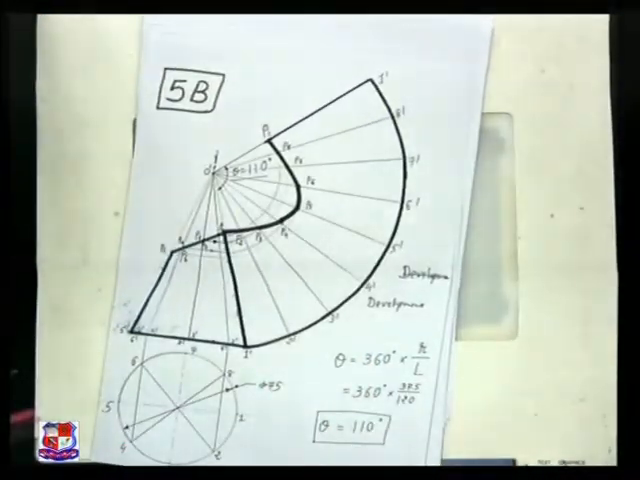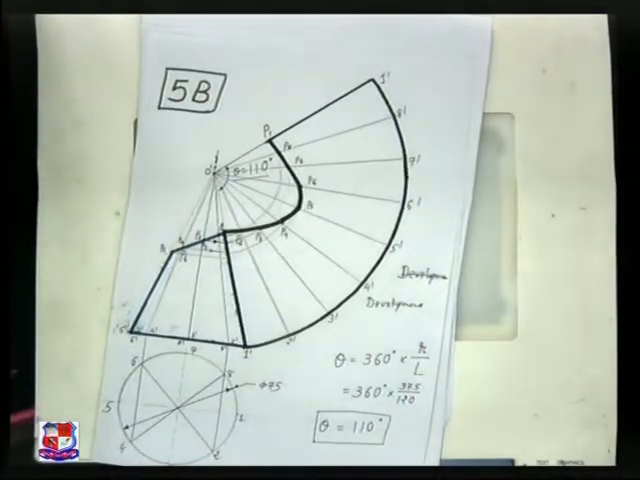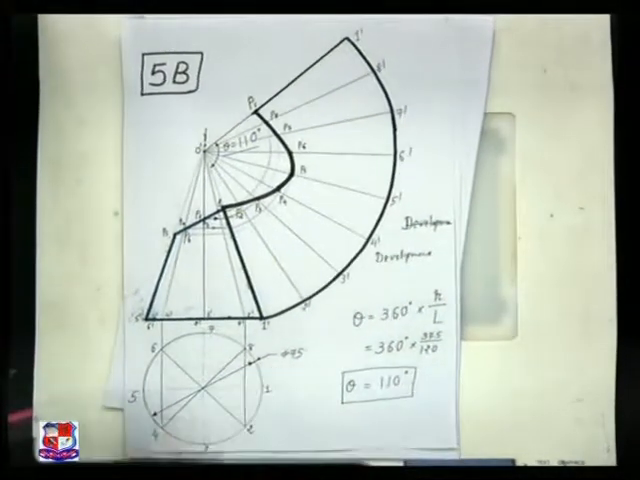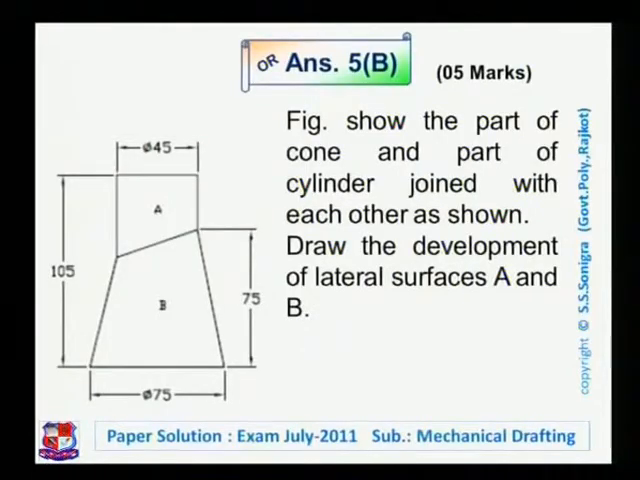Now we continue with the second portion of this problem. In the examination problem, this B portion we have developed here, which is a cone which is cut like this. Now what about portion A? It's a cylindrical portion which is cut with this slant cut. How to develop that portion? So for that, let me draw its given problem like this.